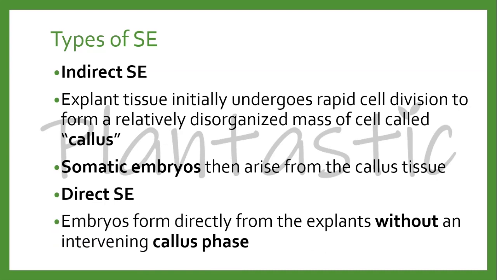So, the summary of these slides is, when there is no callus involved throughout the experiment, it is indicated as direct somatic embryogenesis, whereas if there is any formation of callus, it is known as indirect somatic embryogenesis.